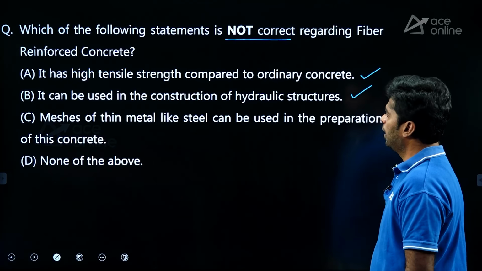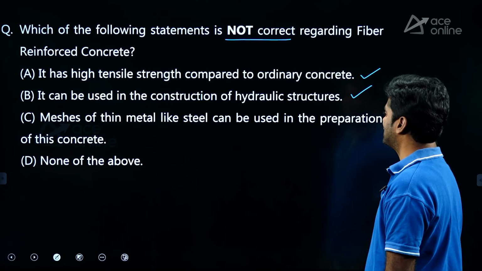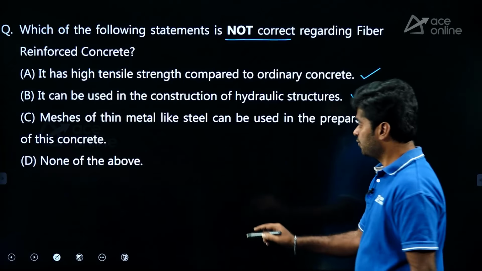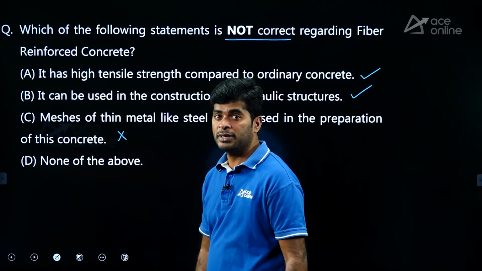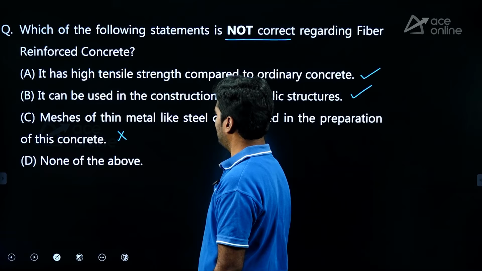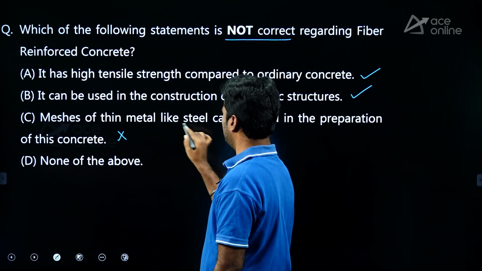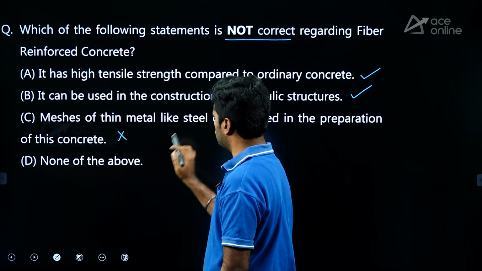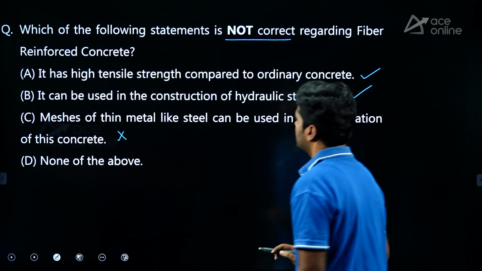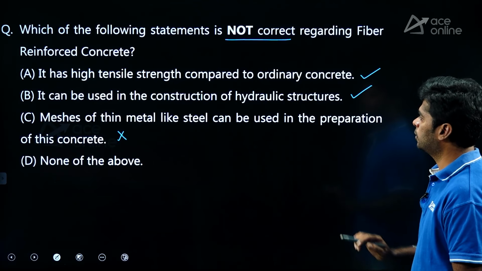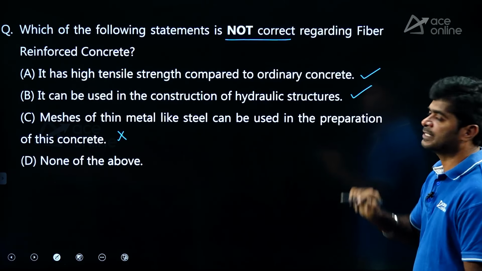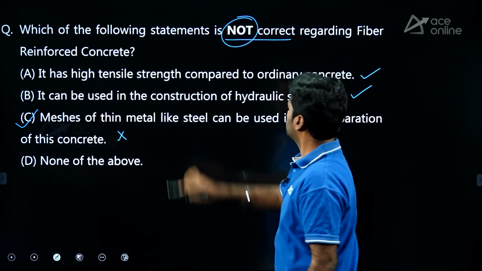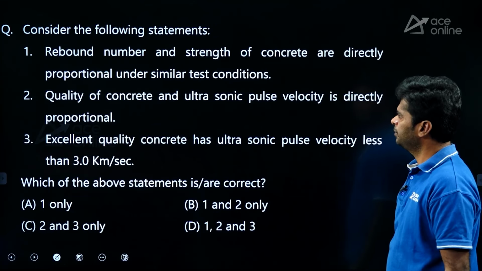Yes, true. Meshes of thin metal like steel can be used in the preparation of this concrete. No, it is false. Glass fibers are used, polymers are used, but thin metal like steel is not used in fiber reinforced concrete. So, C is not the correct statement regarding fiber reinforced concrete. We want the not correct option here, so option C. Next question.